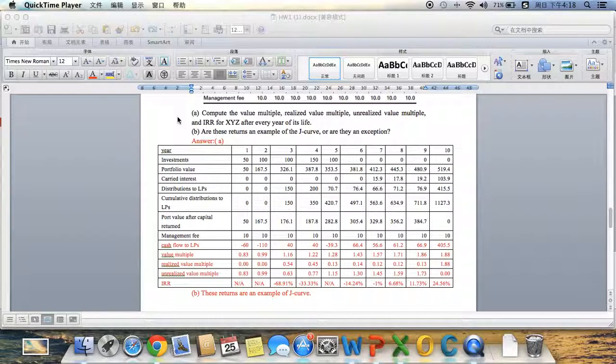Thirdly, the unrealized value multiple equals value of unrealized investment divided by invested capital plus management fees. The results for every year are shown in red as well. Then we are going to calculate the IRR. We could see the results calculated by financial calculator. As for part B, this is an example of J-curve.